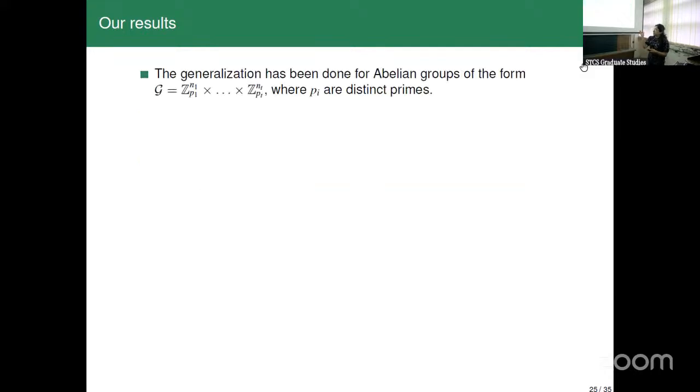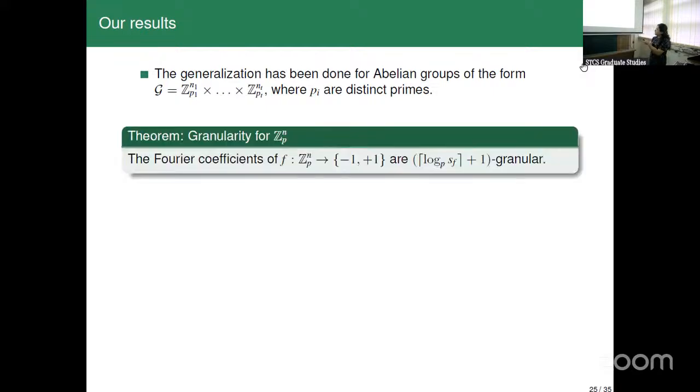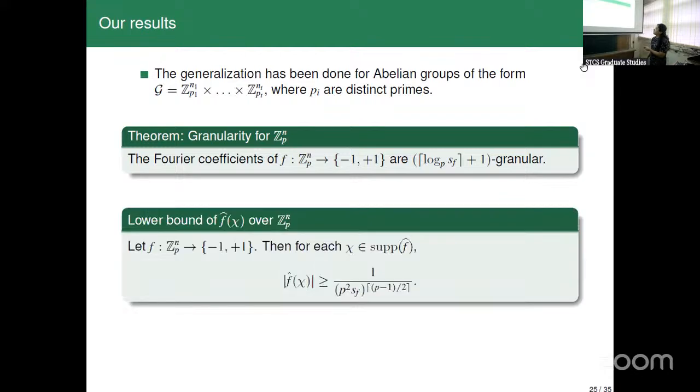And generalization has been done for abelian groups of this form. So the theorem is that the Fourier coefficients of f are ceiling of log sparsity to the base p plus 1 granular. And the lower bound is (1 by p squared sparsity) to the power ceiling of (p minus 1) by 2.